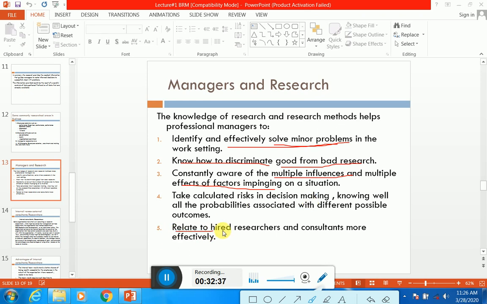Next, relate to hired researchers and consultants more effectively. Sometimes managers don't have the knowledge of how to proceed with the research, or sometimes they are not specialized in the area where they have to conduct higher level research. So in this situation, they must know what type of person or consultant researcher they have to hire.